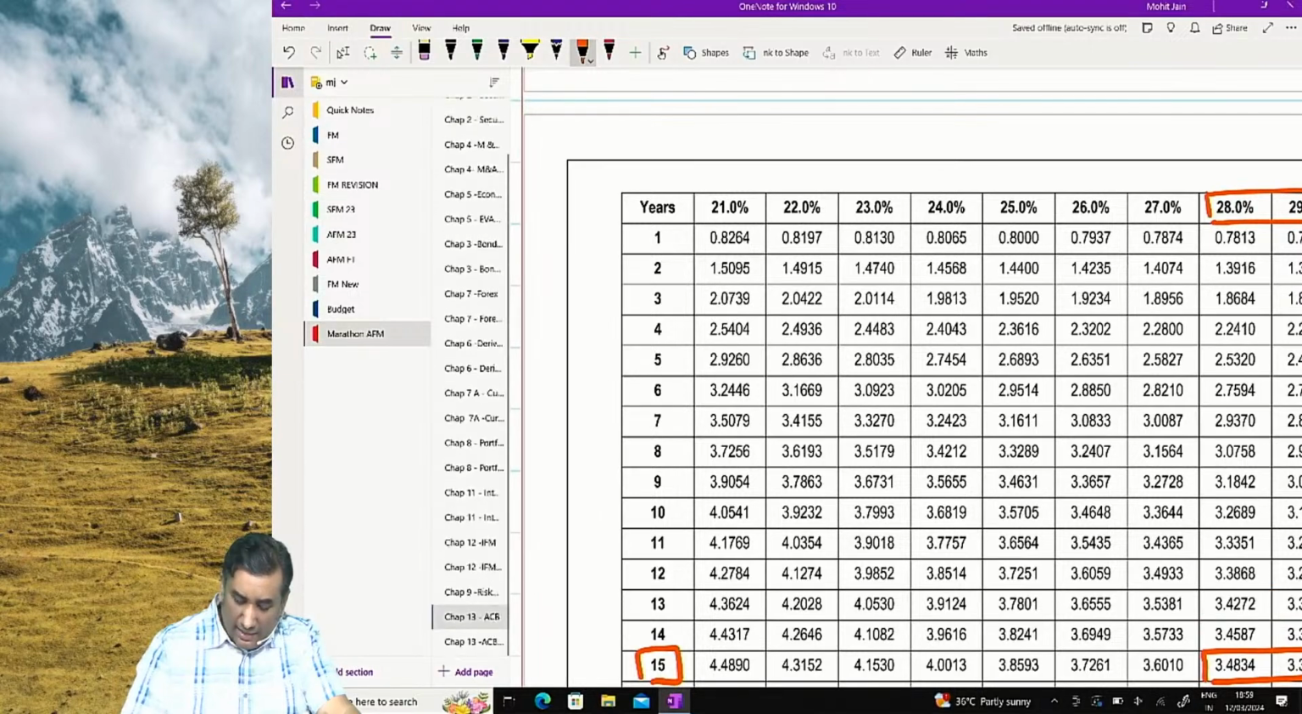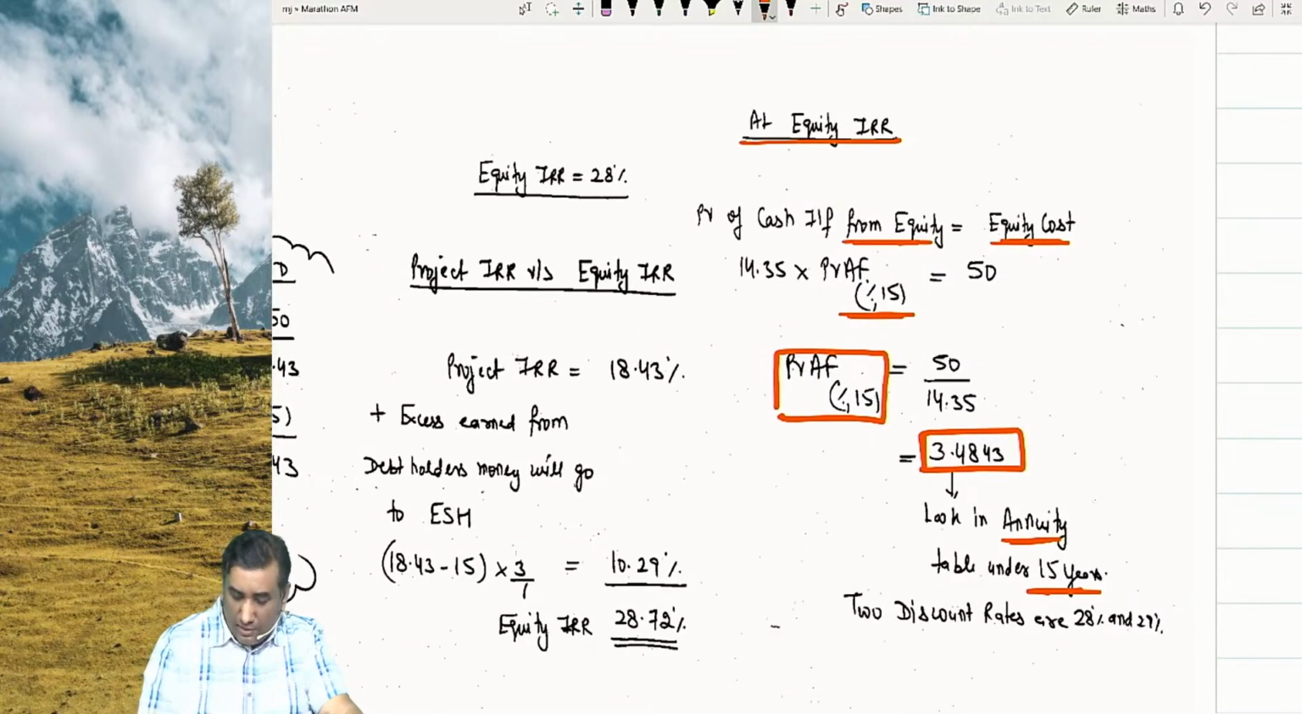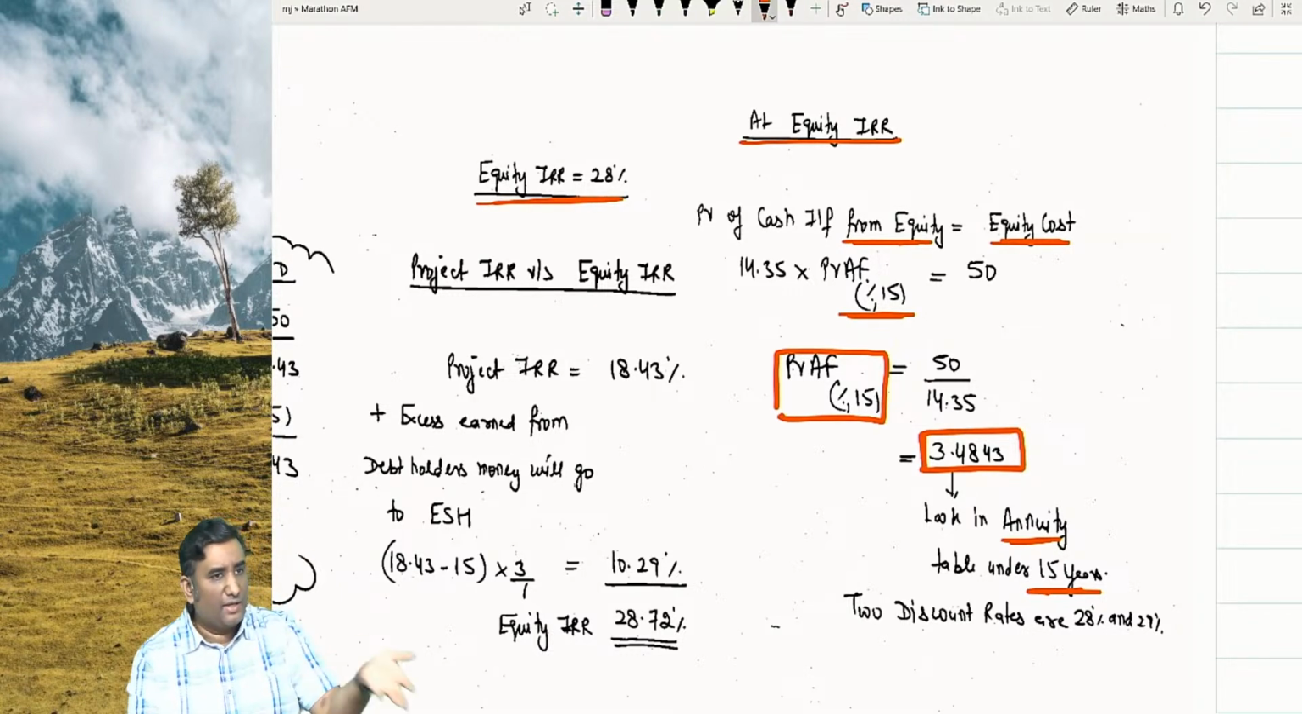When I go back and try to solve, actually it comes 28 only. Even if you solve, it will give you 28. That means your project, the firm as a whole, has earned how much return? 18.43, and equity has earned how much? 28. Sir, why does this difference come?